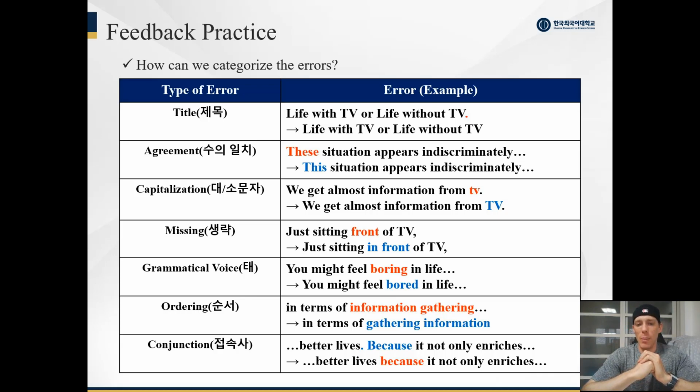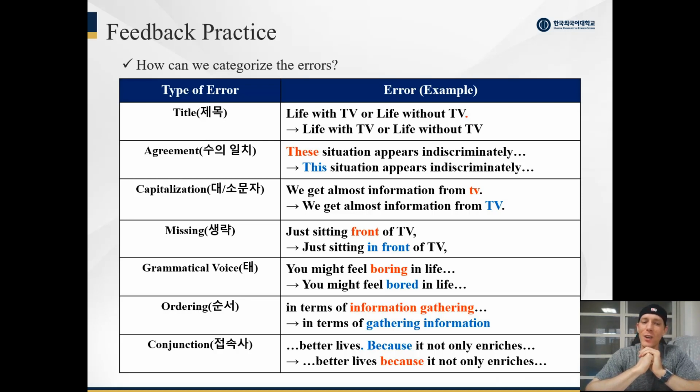Grammatical voice. You might feel boring in life. Remember, I am bored. TV or my life is boring. Something has to be boring. I am the human, I am bored. So you have to make sure you have the voice correct, so not saying it in the wrong way. The next one, we have ordering, putting the words in the correct order. So in terms of information gathering, in terms of gathering information.